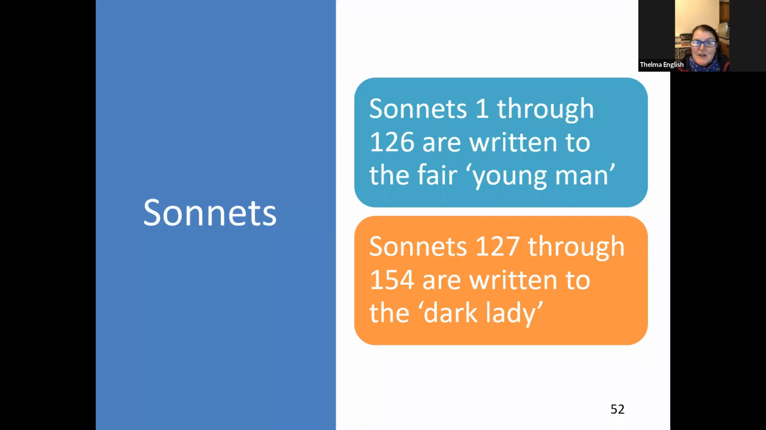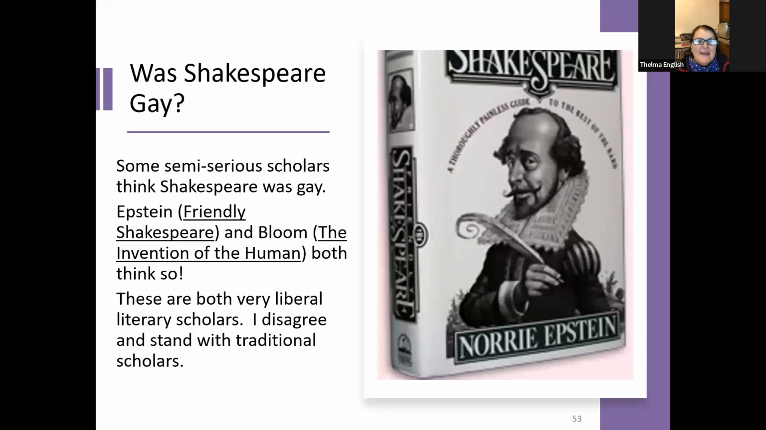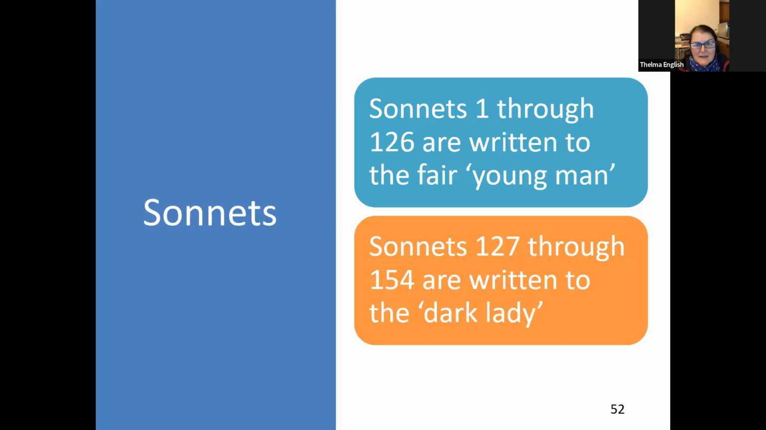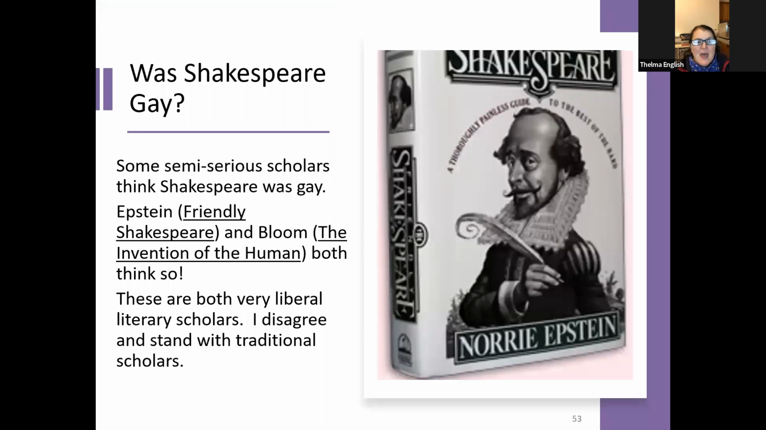Sonnets 1 through 126 are written to the fair young man. Sonnets 127 through 154 are written to the dark lady. And you have them all in your edition. Was Shakespeare gay? People worry that because sonnets 1 through 126 are written to a fair young man, these are Shakespeare's poems to another man, and that means he was gay.